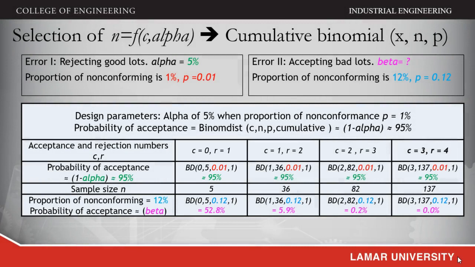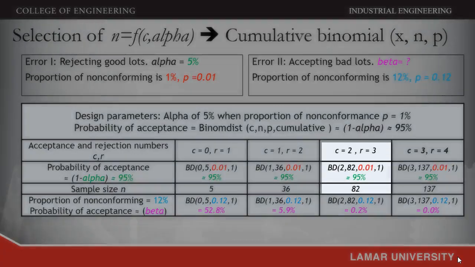The number of trials that you would need in case the acceptance number is 1, that is, the total number that you are willing to receive is 0 or 1 defects in the lot, the cumulative binomial probability achieves 95% when the sample size is 36.